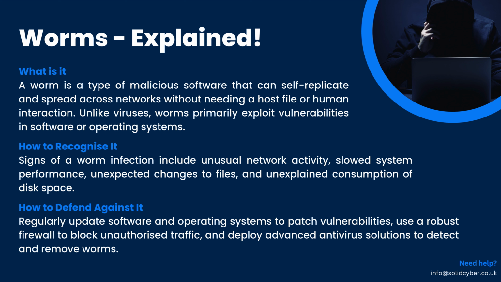Our first cyber threat is worms. A worm is a type of malicious software that can self-replicate and spread across networks without needing a host file or human interaction. Signs of a worm infection include unusual network activity, slowed system performance, unexpected changes to files, and unexplained consumption of disk space.